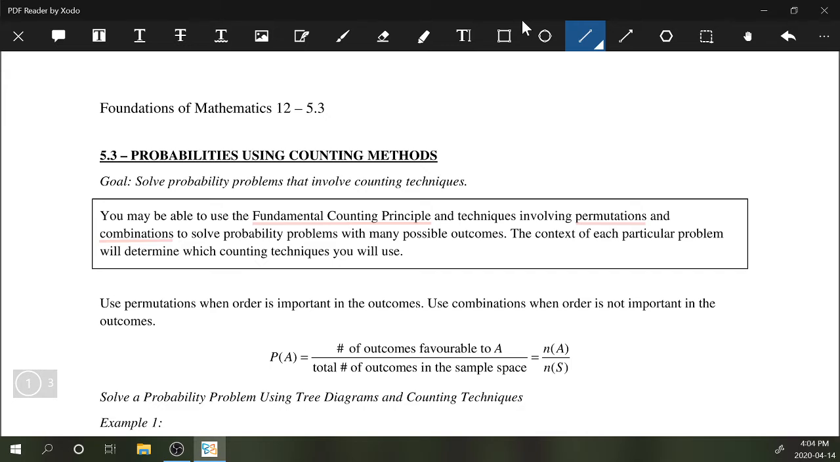When you think about it, probability is about the counting of the number of favorable outcomes and the total number of outcomes. And the fundamental counting principle, permutations and combinations are ways to help us count. So let's look at some examples together.